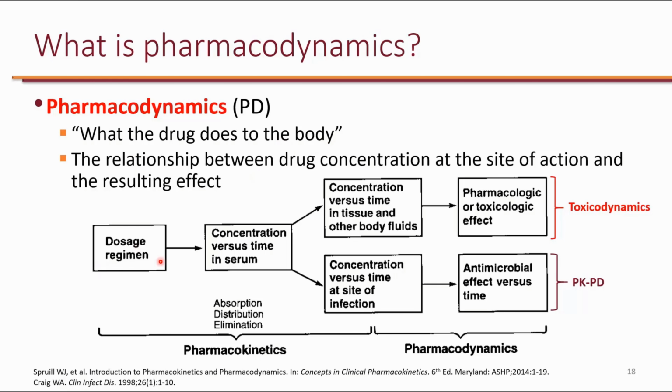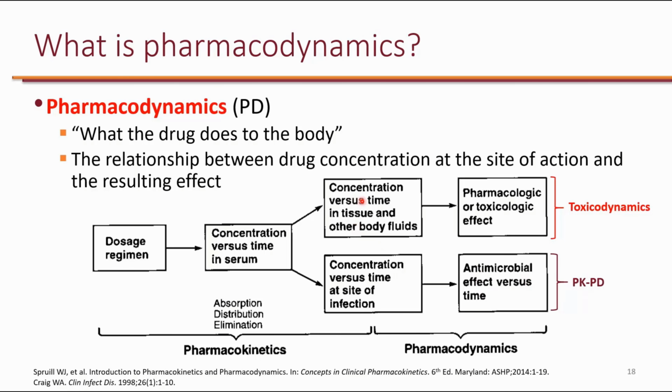So once a drug is given to a patient, the body will handle the drug. So there will be absorption, distribution, and elimination. So these are the pharmacokinetic properties. And then there will be concentration in the body fluids and also at the site of infection. And at the site of infection is when you want the drug to do something to the pathogens. And that will be the pharmacodynamic outcomes, which we refer to as PK/PD.